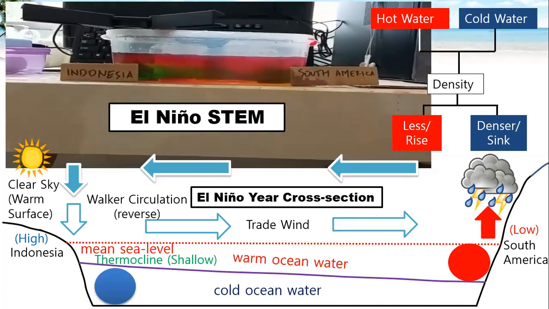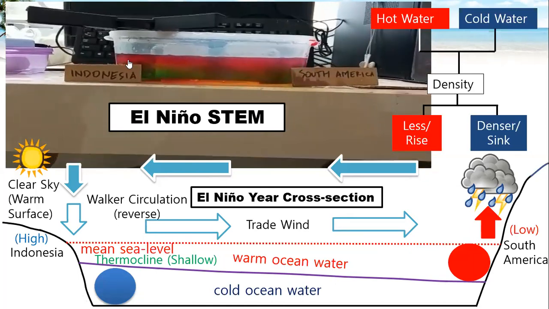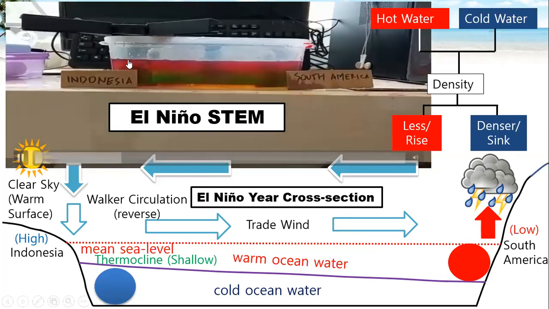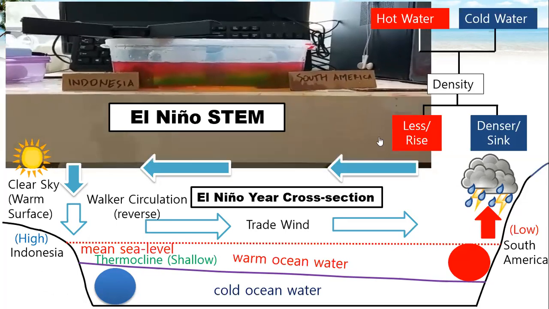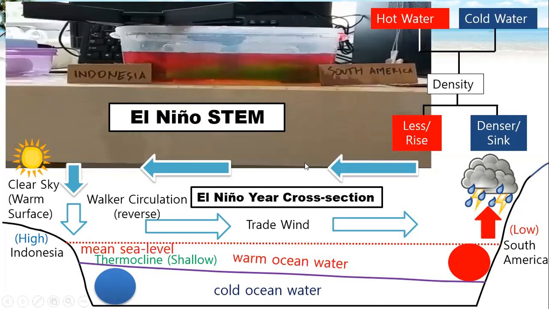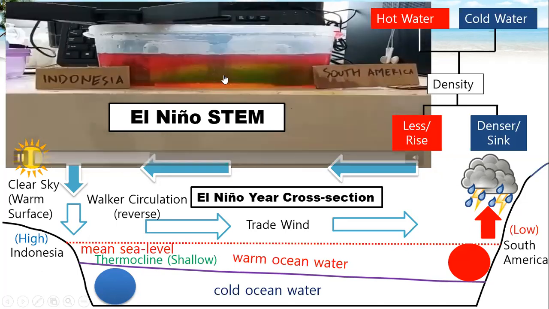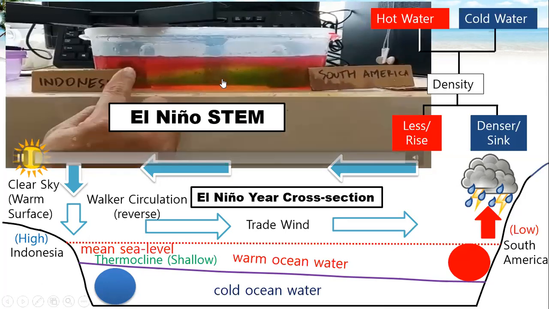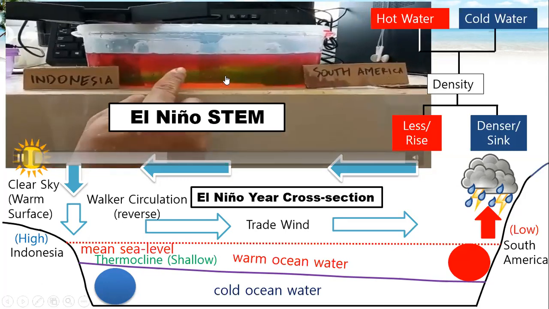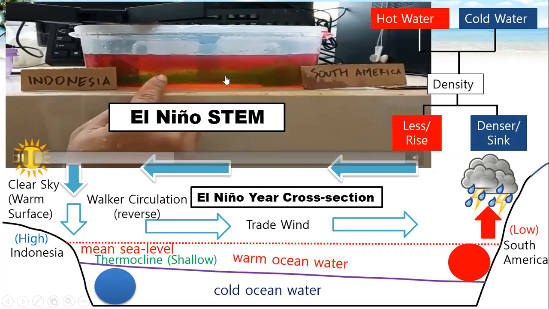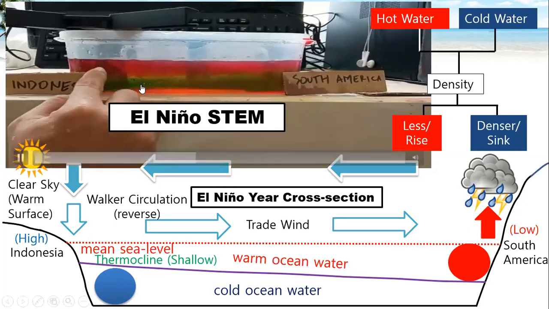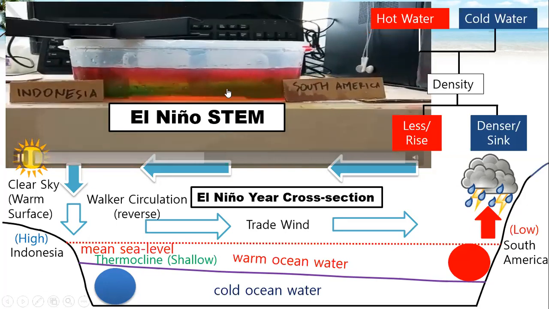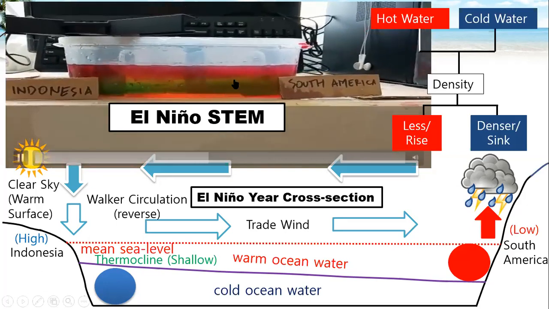So the cold water, because of a difference in density, will take place at the bottom of the plastic container here, and warm water, because of lighter density, will take place in the upper part above the cold water here. So in conclusion, the cold water is sinking, while warm water, identified by red color, is rising.